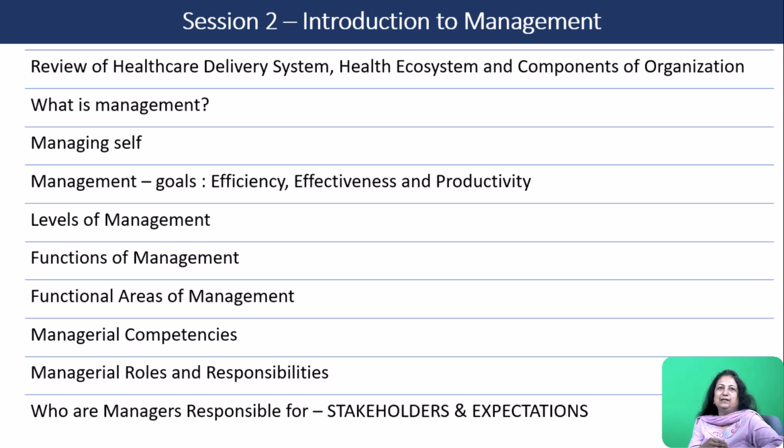Before we actually go as managers, we have to learn to manage ourselves. We looked at management goals: efficiency, effectiveness, and productivity, and levels of management. We say first level or the supervisors, mid managers, and top managers. And then the functions of management as planning, organizing, leading, control. And then the functional areas of management, such as the quality manager or quality management, as well as IT and marketing. So there are a number of functional specialized areas of management.